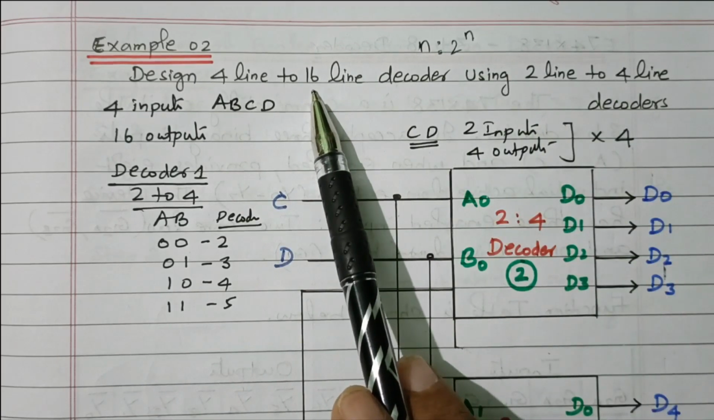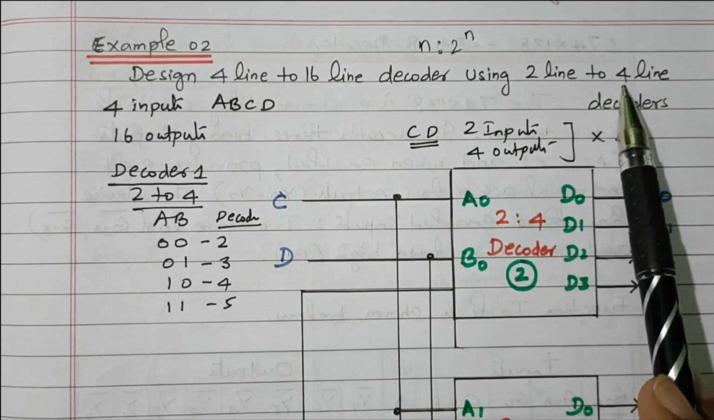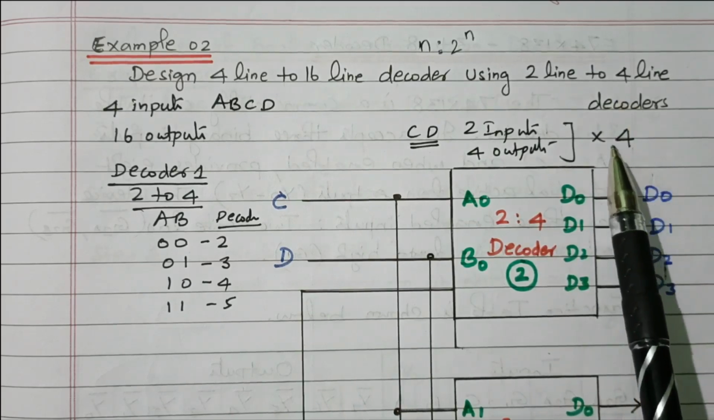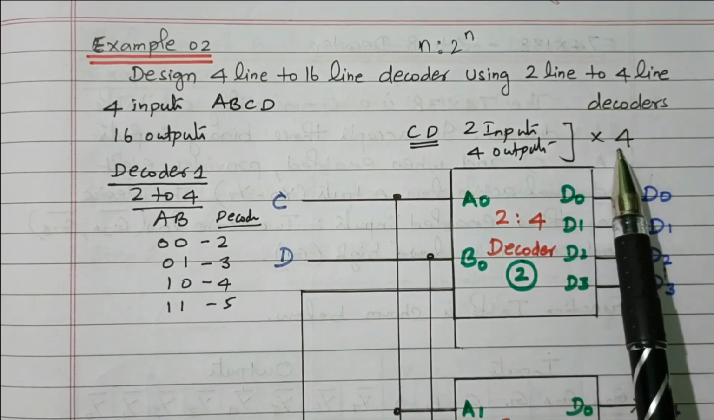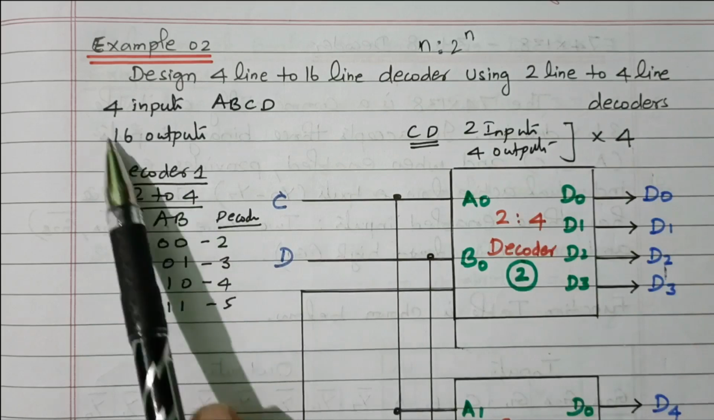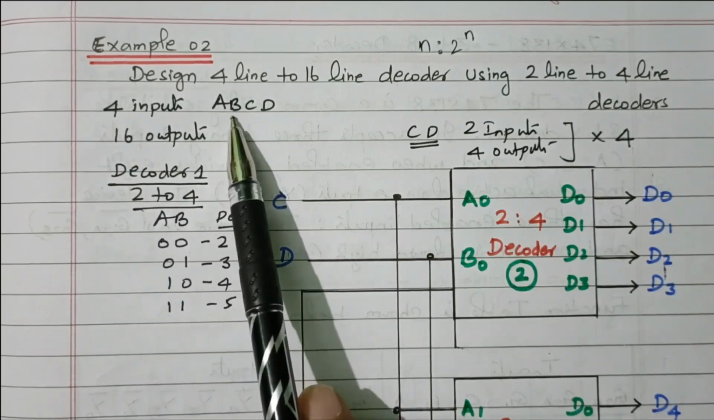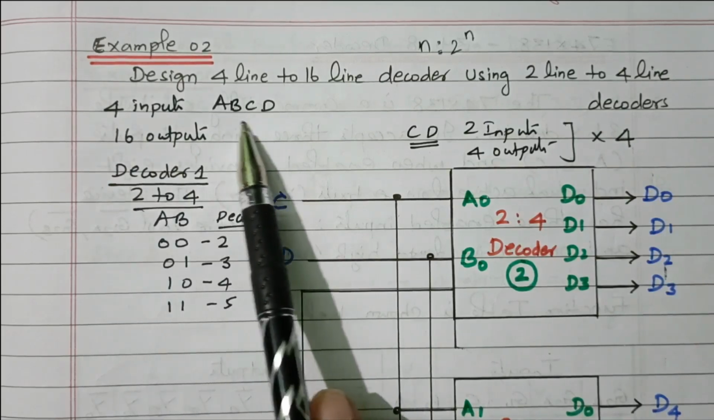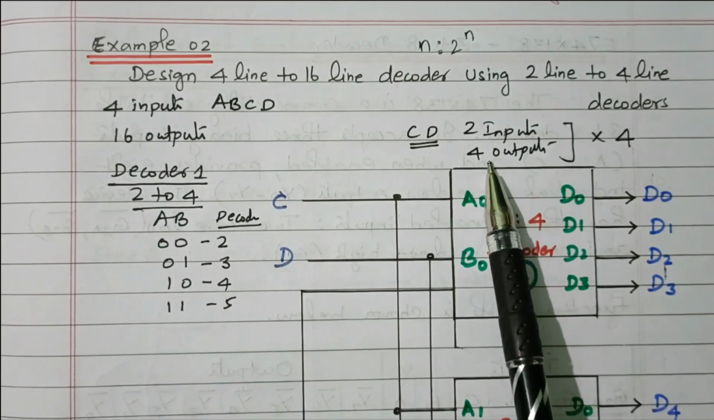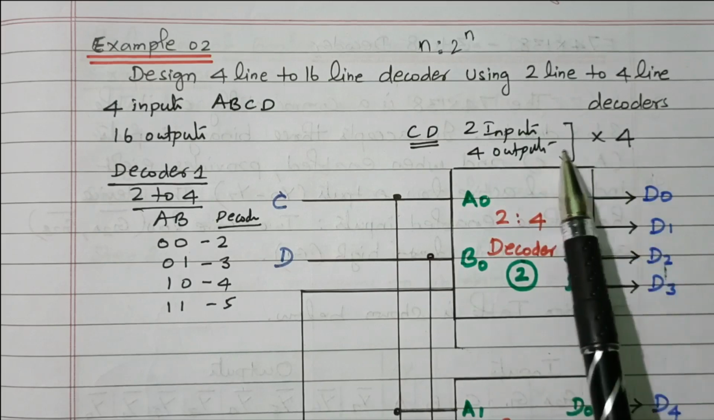So here 16 outputs are required, and each decoder gives 4 outputs. So 4 numbers of 2 to 4 decoders are needed, because 4 into 4 gives 16 outputs, right? How many inputs are there? A, B, C, D, 4 inputs are available. Then for the 16 outputs we use 4 into 4 decoders.